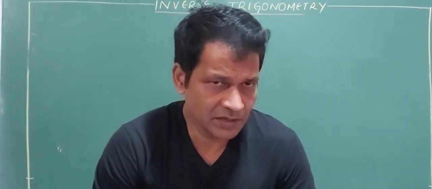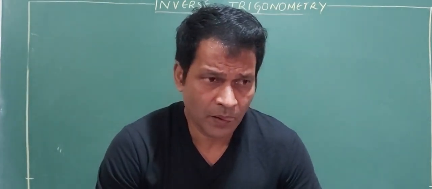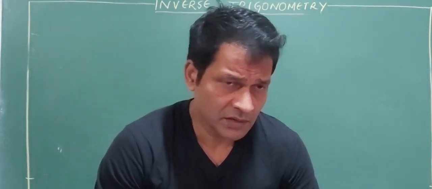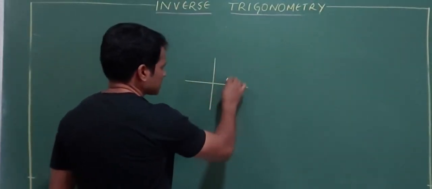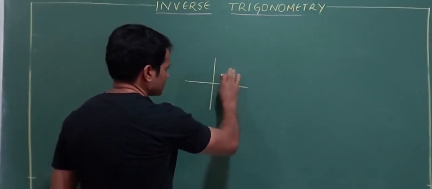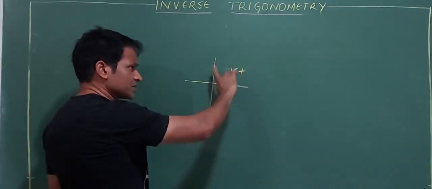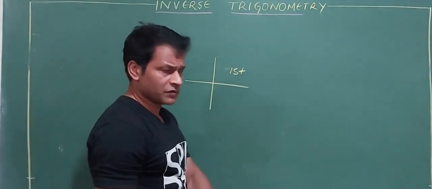You have studied inverse trigonometry, how to shift from one quadrant to another, and where each inverse trigonometric function lies. All positive inverses remain in the first quadrant. For inverses there are only two quadrants, one for positive and one for negative.